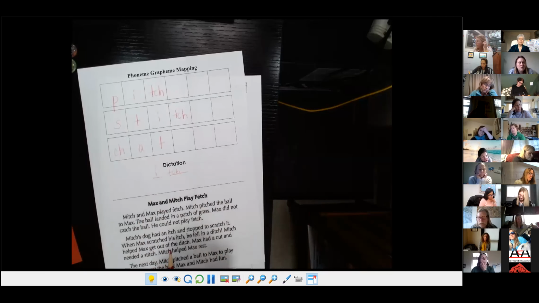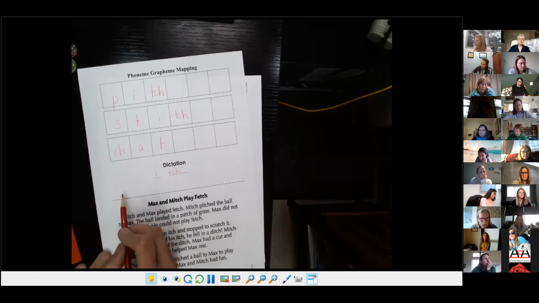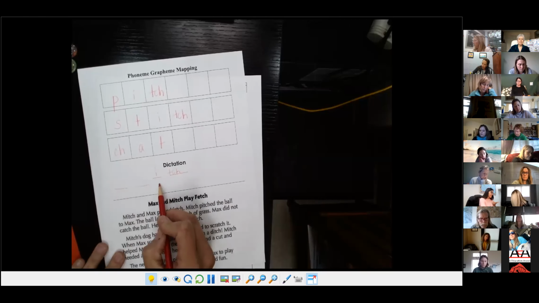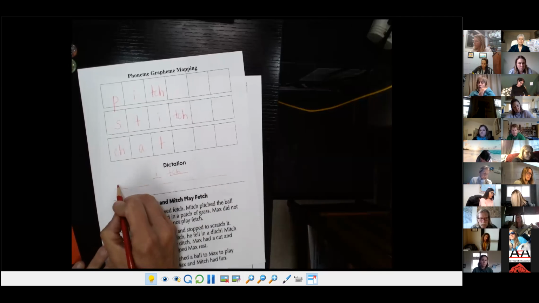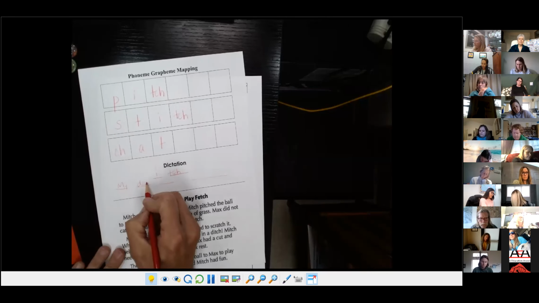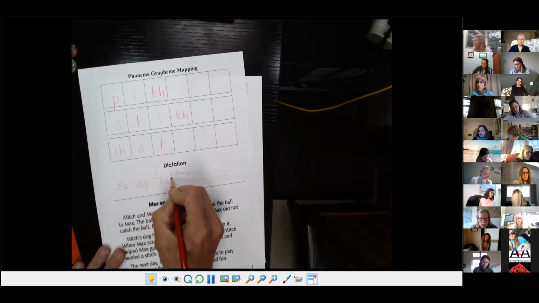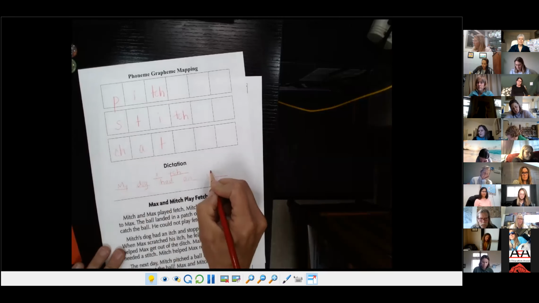Okay. Next, we have a sentence. I'm going to say the sentence. My dog had an itch. Ask them to echo that. My dog had an itch. Give the direction to draw a line for every one word they hear. My dog had an itch. Now they're ready to go spell it. My dog had an itch.